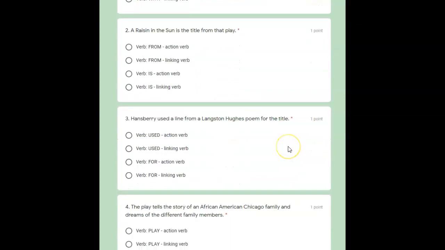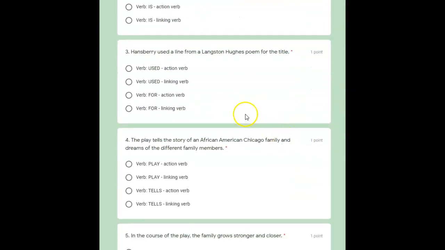Okay, let's look at number 3. Same lady. Hansberry used a line from a Langston Hughes poem for the title. Who or what is the sentence about? Hansberry. What did she do? She used. So we know used is going to be our verb. So again, we're going to pick the first or the second one.